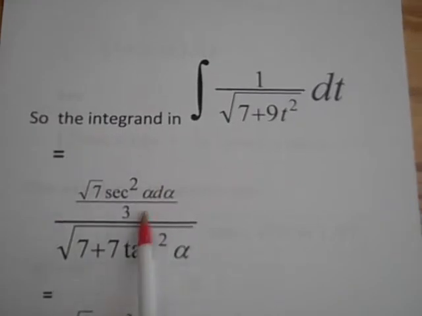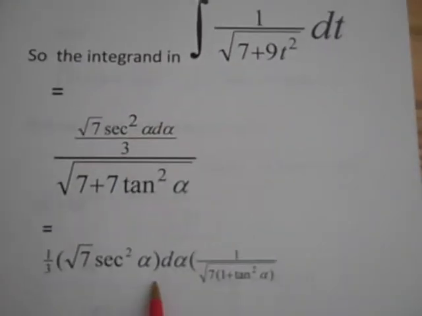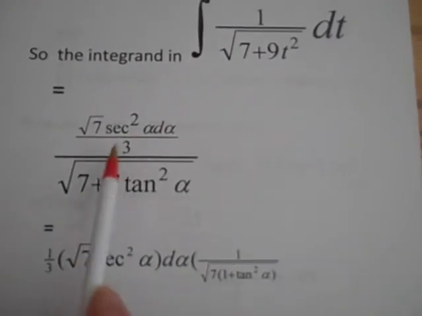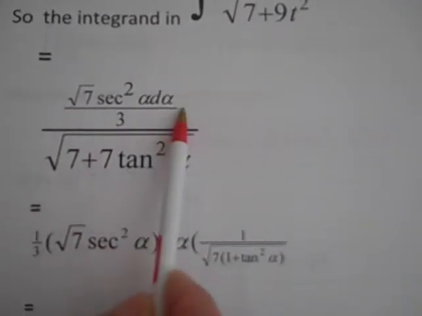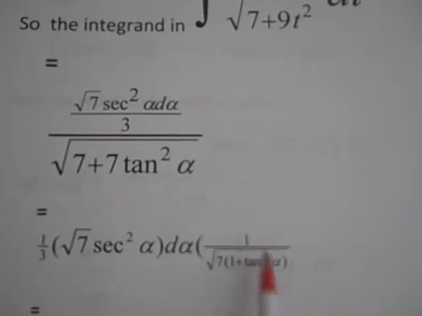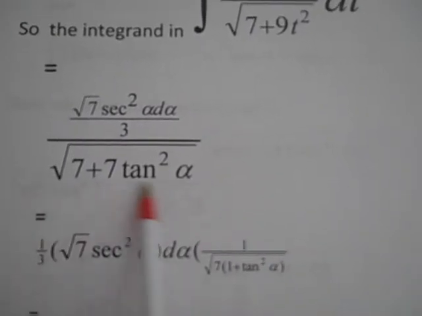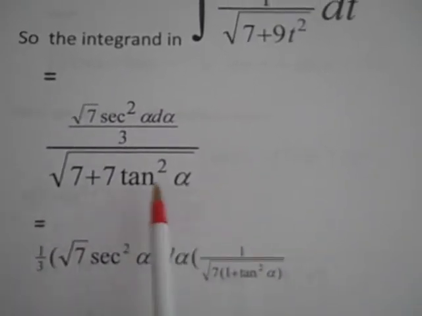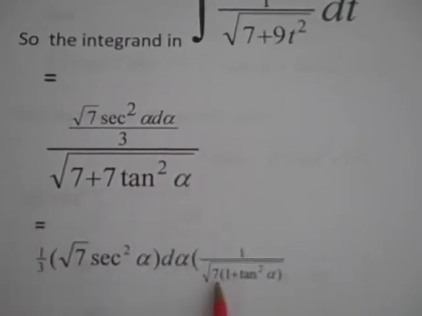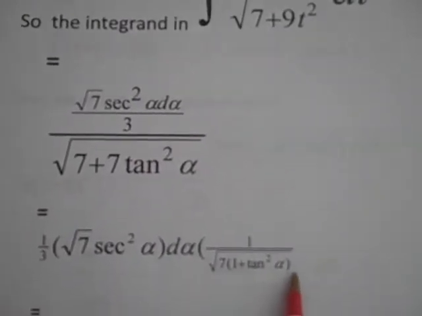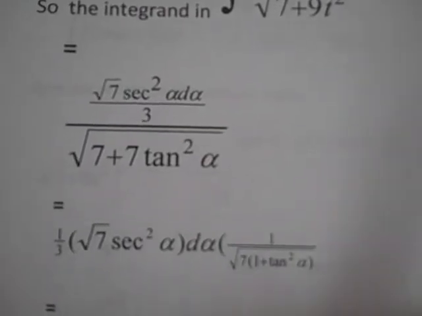Now, to go from this line to this line, all I did was rewrite it so it made a little bit more sense. I brought the 1/3 out in front, and you can see this numerator is the same as it was. And then I have 1 over this denominator right here. The only thing I did to go from this line to this line is I did factor out a 7. So this becomes now 7 times 1 plus tangent squared alpha.